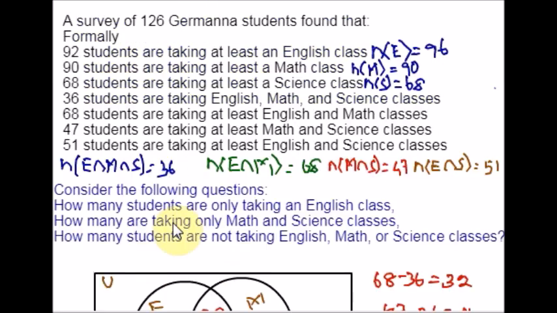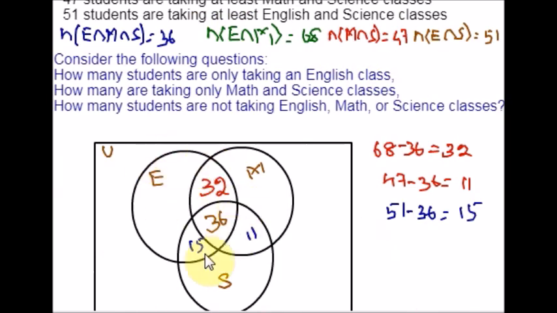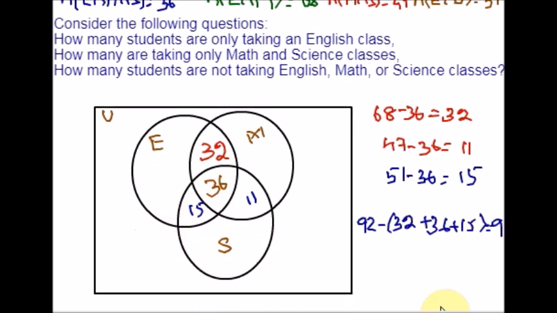Just read the information for only English class. This is 92 totally. After that, just subtract the numbers we wrote in the English circle. So 92 minus 32 minus 36 minus 15. That would give you totally 9. So plug in that number here in this region.